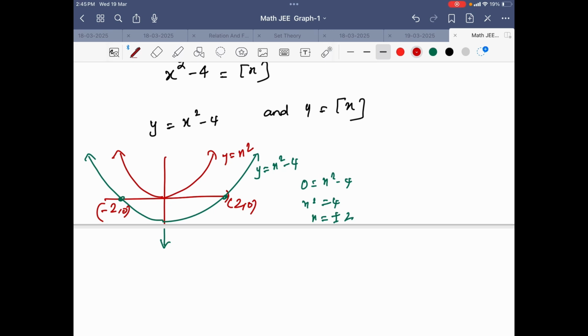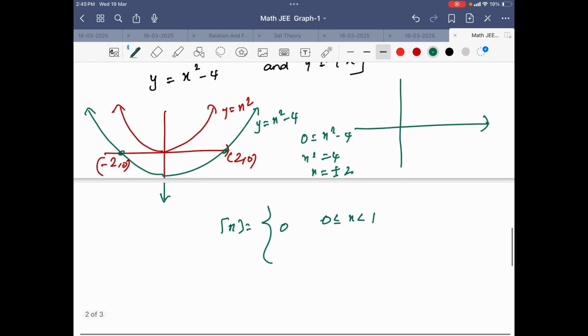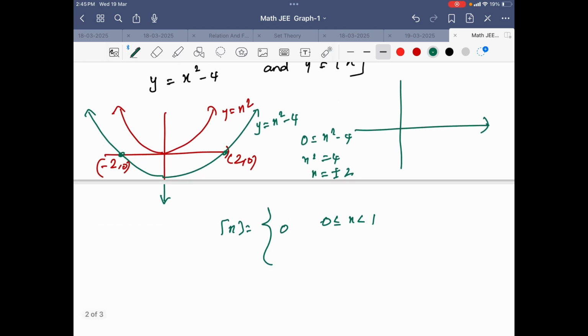Now you can draw the greatest integer function, right? How to define the greatest integer function? If you take x from 0 to 1, it will be 0, because the greatest integer function is always less than or equal to x. So whatever real number you take, the output is always an integer value. So for 0 to 1 you take 0.